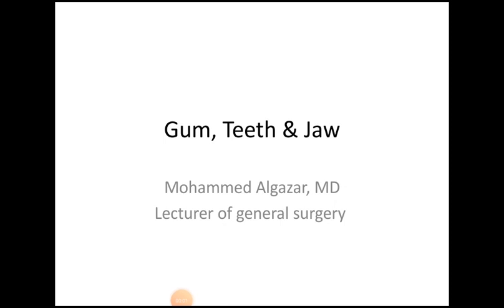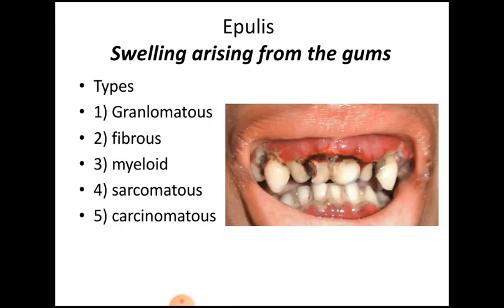We will discuss today gum, teeth, and jaw from the surgical aspect. At first, we will discuss the swellings of the gum. The swelling of the gum is called epulis. Epulis has multiple types. We have fibrous epulis, myeloid epulis, granulomatous epulis, sarcomatous epulis, and carcinomatous epulis. So, epulis is the swelling of the gum.